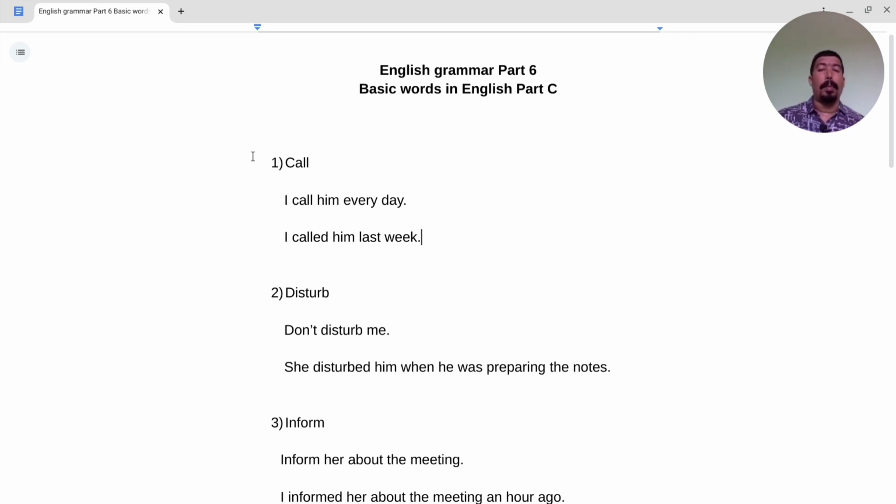Here I will be giving the present and past forms of these words and also sentence usages. We need to learn the real life applications here. That is why I have included the sentences also.